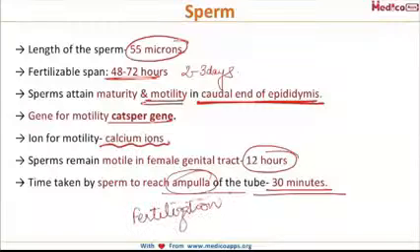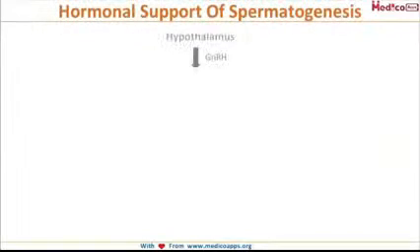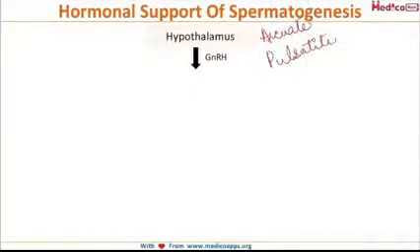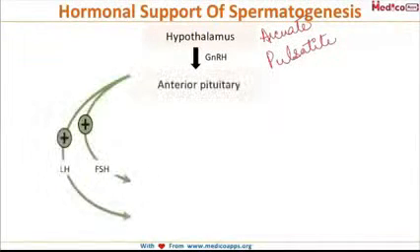Now we'll discuss the hormones supporting spermatogenesis. As in our body, the trigger for all hormonal mechanisms starts from the hypothalamus, so it's the same here also. The hypothalamus is triggered and leads to the release of GnRH, the gonadotropin releasing hormone, from the arcuate nucleus of the hypothalamus in a pulsatile fashion. This GnRH acts on the anterior pituitary and leads to the release of the gonadotropins FSH and LH.